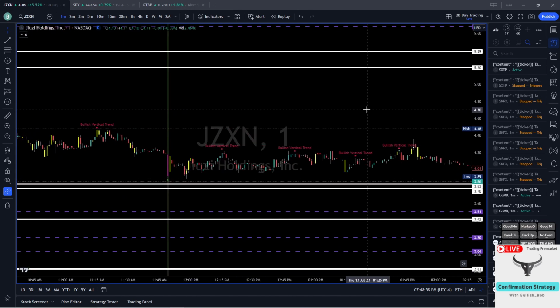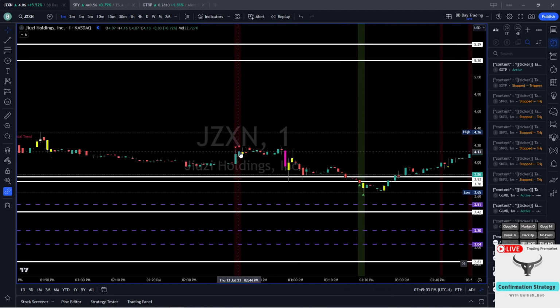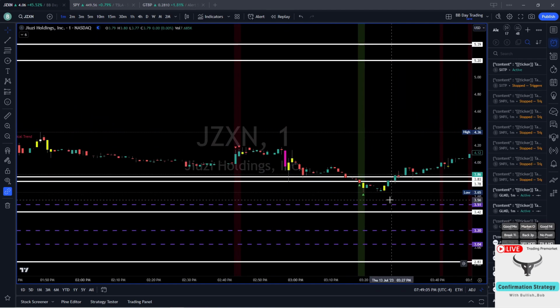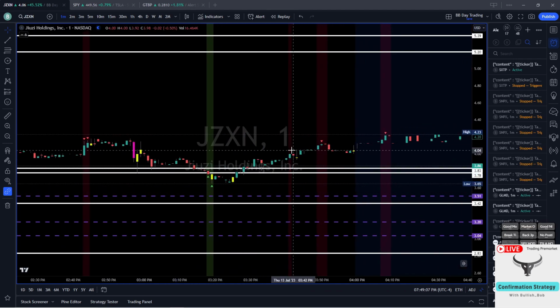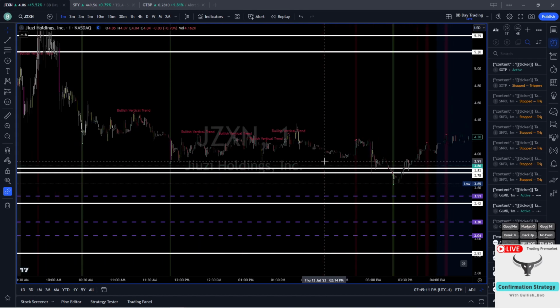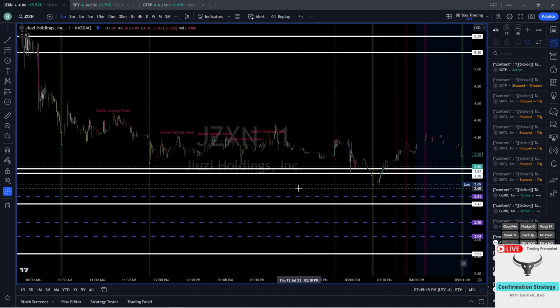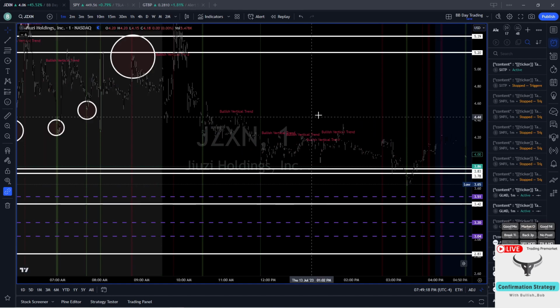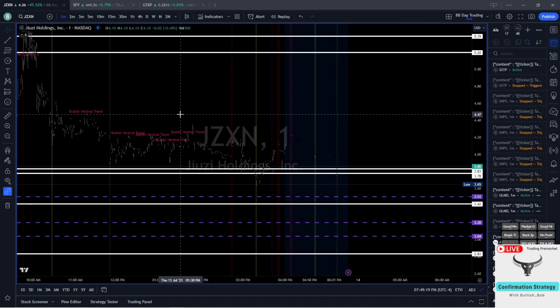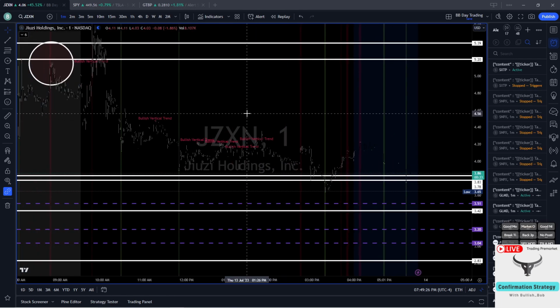Not bad, right? But not perfect. So just want to keep that in mind. We've got red over here, a small retrace back down to this green area here, and then back up into the red. So we can see that it did offer many opportunities throughout the day on JZXN, despite this being a downtrending, really just a crappy setup altogether if you're trading for the long side. But as you can see, there was some value here on JZXN on the 1 minute chart.